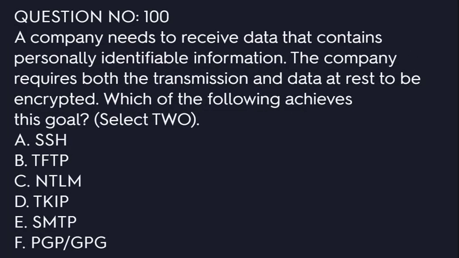Question number 100. A company needs to receive data that contains personally identifiable information. The company requires both the transmission and data at rest to be encrypted. Which of the following achieves this goal? A. SSH. B. FTP. C. NTLM. D. TKIP. E. SMTP. F. PGP.